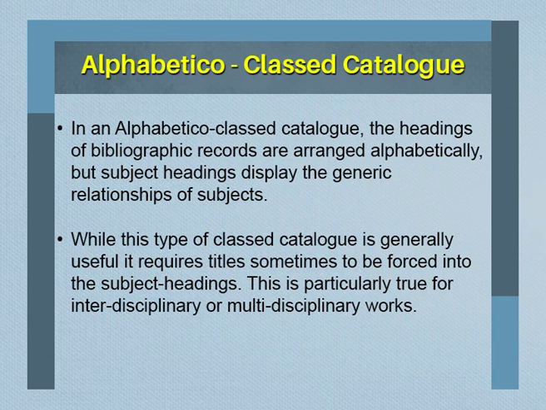While this type of classed catalog is generally useful, it sometimes requires titles to be forced into the subject headings. This is particularly true for interdisciplinary or multidisciplinary works. As I said before, the alphabetical catalog or dictionary catalog will have its own limitations. Still, this is arranged alphabetically, and the related index is also created based on the subject headings, which are created as part of the main entry when we catalog the documents.